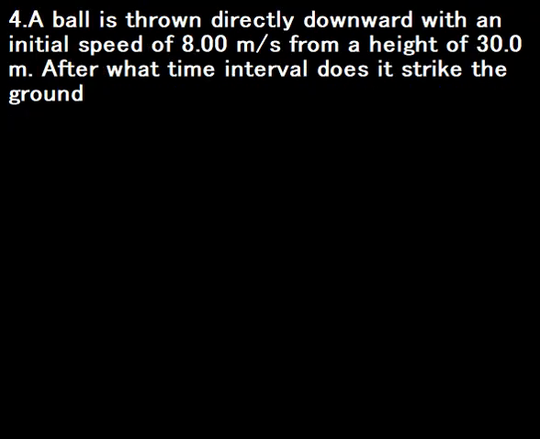Now let's consider this question as well. A boy is thrown directly downward with an initial speed of, that should be this, and from the height of this one. Now after what time interval does it strike the ground? So this is the one-way down motion, where the object has been released from the top.